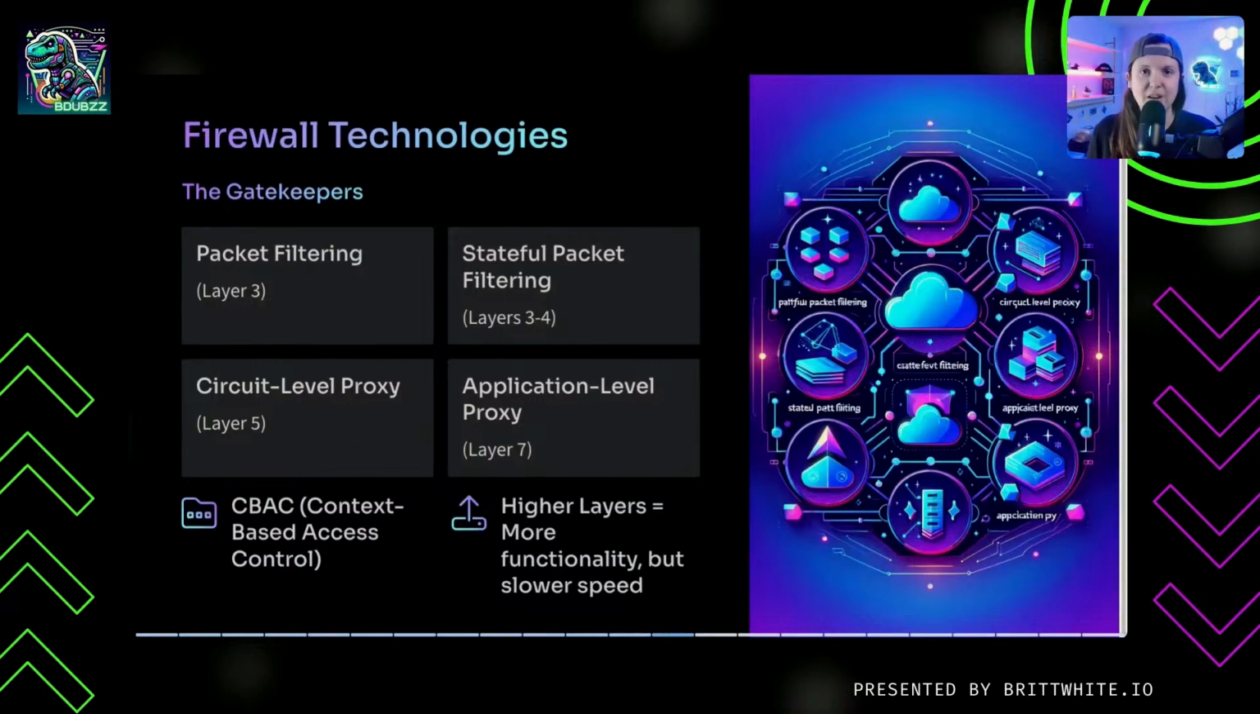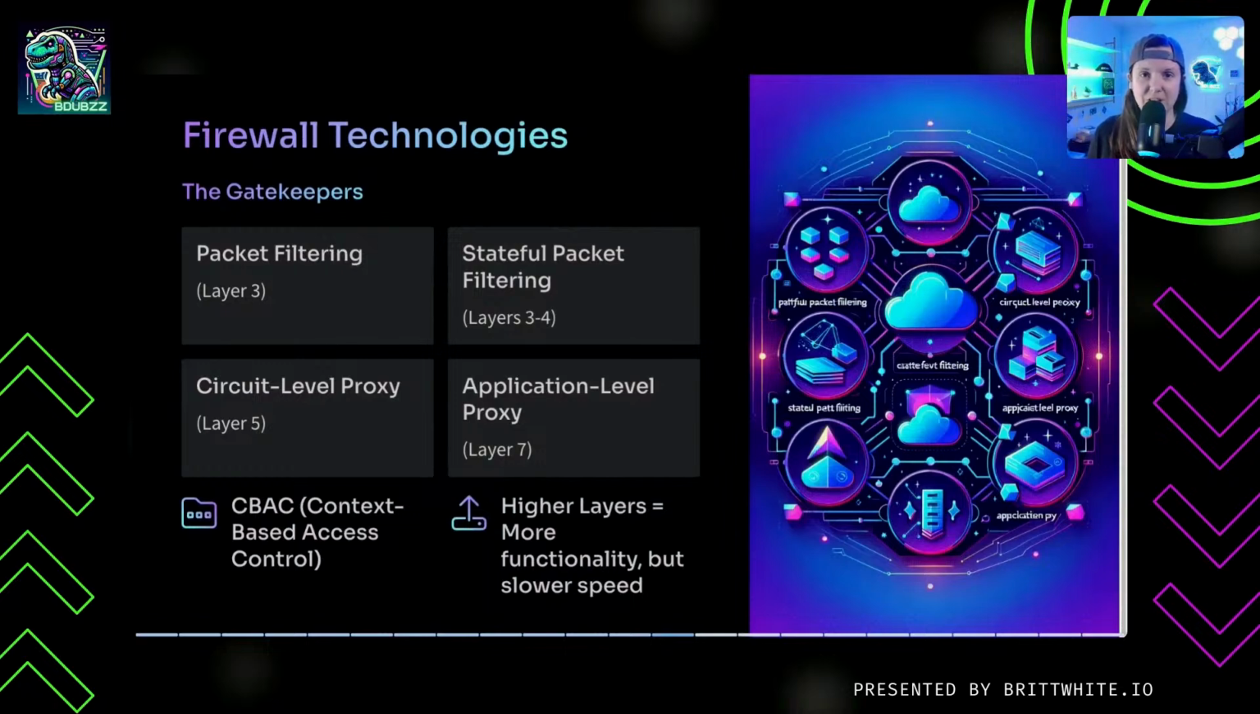The next type are stateful packet filtering firewalls. These track connections, like, oh, this packet is part of a chat I've seen before, we can let it through. They're smarter and still pretty quick. Then we have circuit-level proxy firewalls. Think SOCKS servers. They set up a session between client and server without peeking at the application data. This is good for hiding our network from prying eyes.